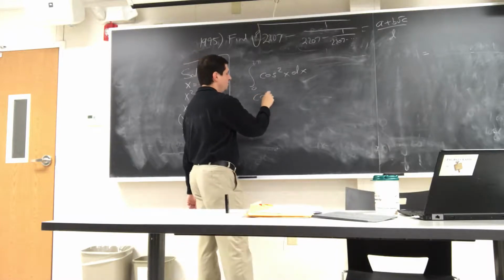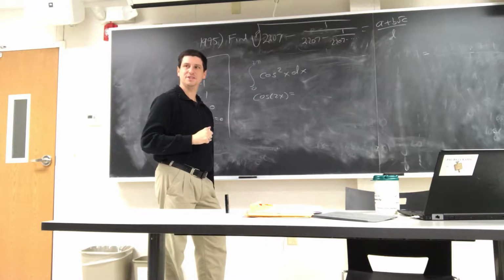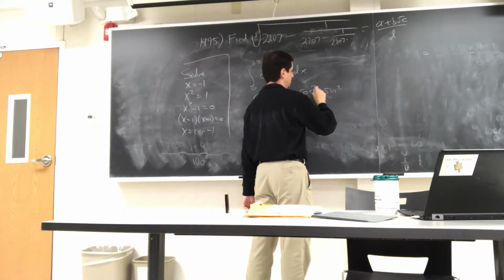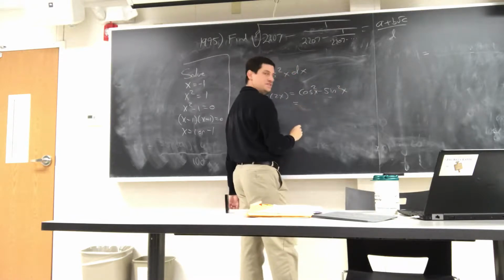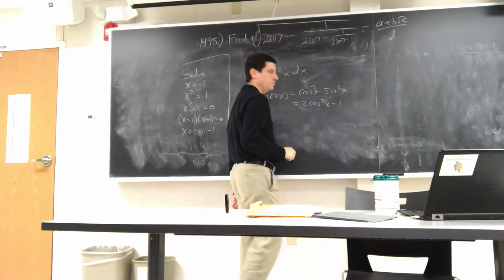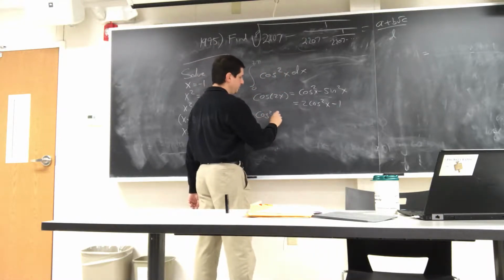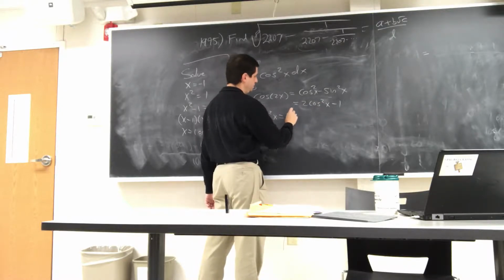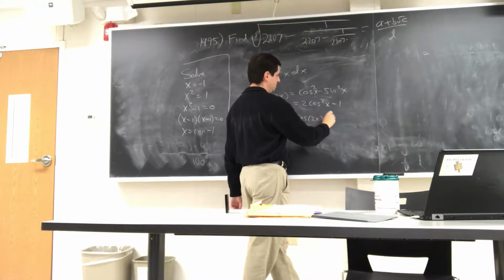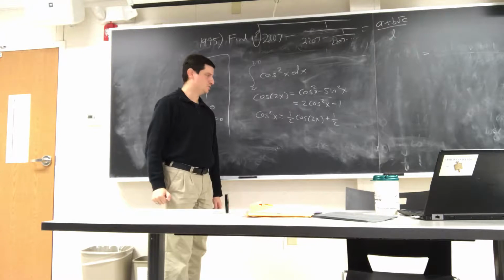So cosine of 2x is cosine cosine minus sine sine. So that's cosine squared minus sine squared. Well, that's the same as 2 cosine squared of x minus 1, because sine squared is 1 minus cosine squared. So you get cosine squared of x is going to be one half cosine of 2x plus a half, if I've done the algebra correctly.